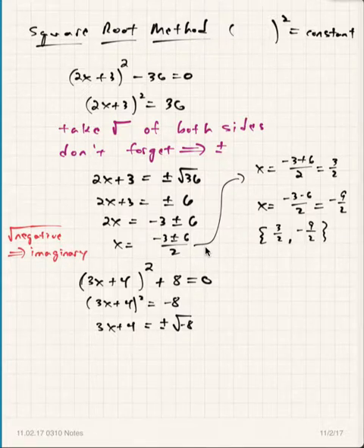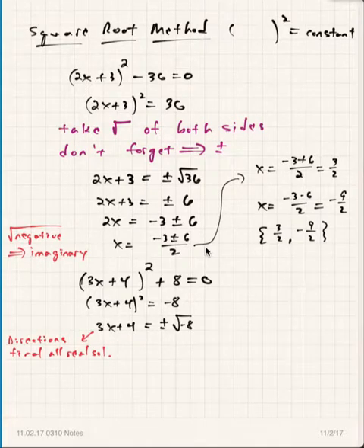And so, if you're working on WebAssign and WebAssign says find all the real solutions, then at this point in the problem, you would just say no real solutions because you've got the square root of a negative number. And so at this point, you would actually stop and say no real solutions.